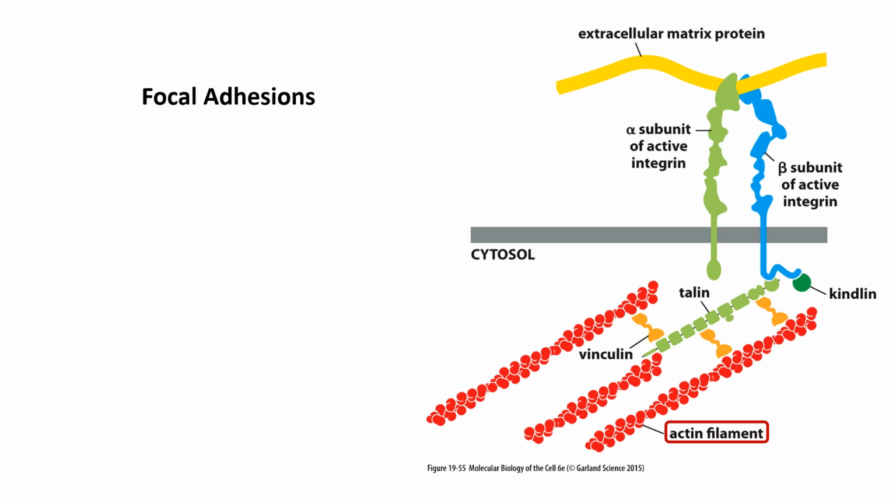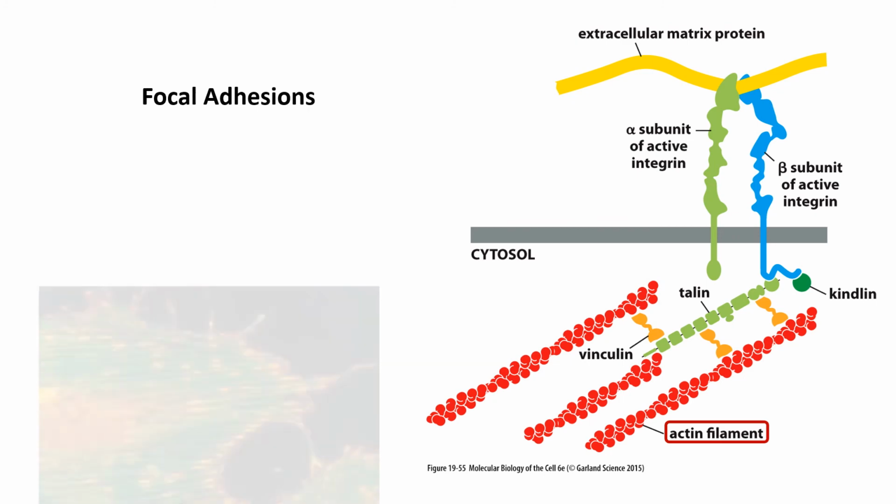While hemidesmosomes are involved in very tightly anchoring epithelial cells to the extracellular matrix, focal adhesions are much more transient. That has to do with the instability of the actin filaments.